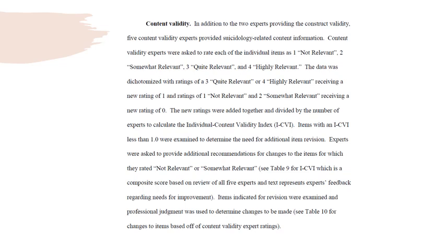And so if I had an item that had an individual content validity index less than 1.0, then I looked at each of the items and determined how to revise them and what I needed to do to make them better. In addition to the quantitative information that I collected from these experts, I also asked them to provide additional recommendations for changes to the items that they rated not relevant or somewhat relevant, just so I could see what some of the issues were with the items that I created.